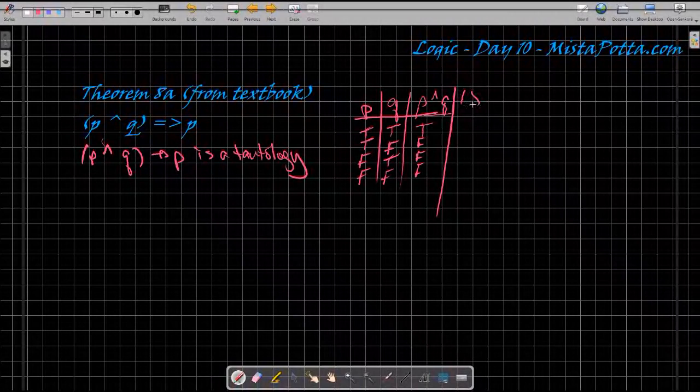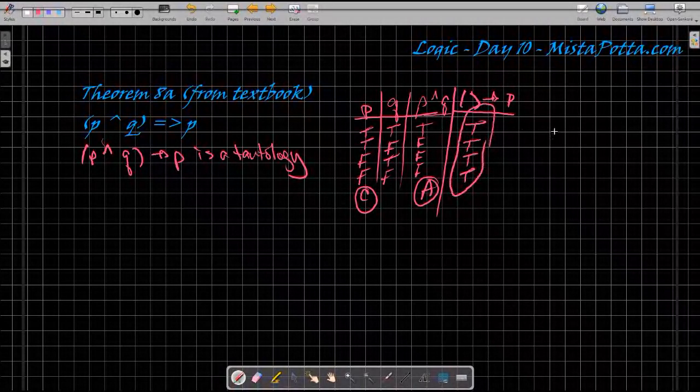And when I start looking for parentheses P and Q conditional P, with this being my antecedent and P being my consequent, I don't end up with any true falses. So what I do end up with is a tautology. And so I do have a valid argument.